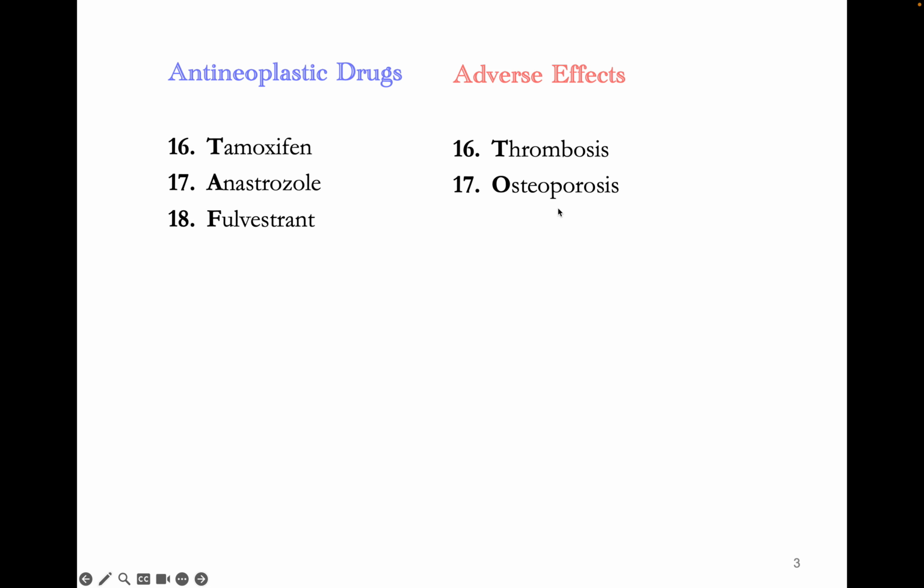But keep in mind, without bisphosphonates, anastrozole causes osteoporosis. That is a major one. But with bisphosphonate, it shows different adverse effects. Okay. Then fulvestrant, it is a third and generally well tolerated drug, but often causes hot flashes and headaches.